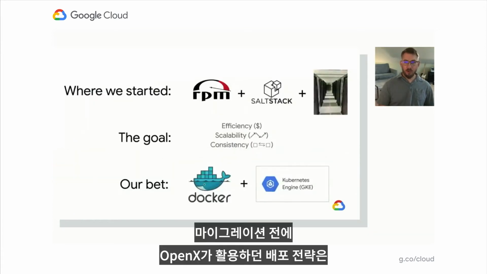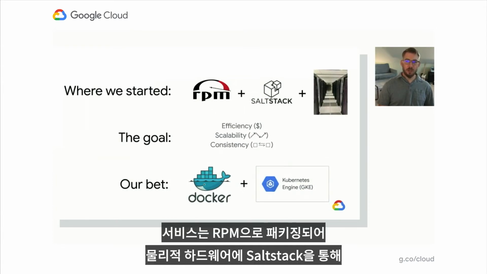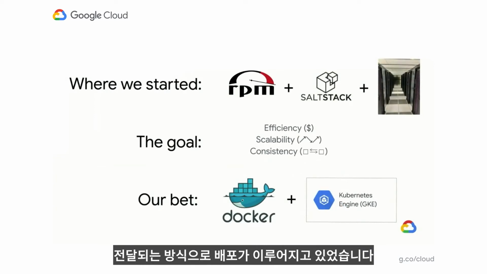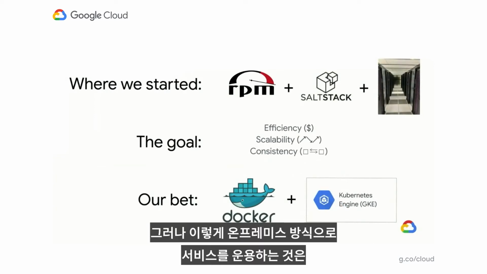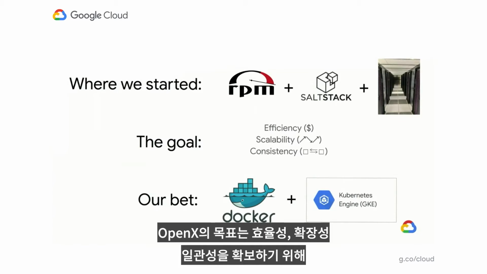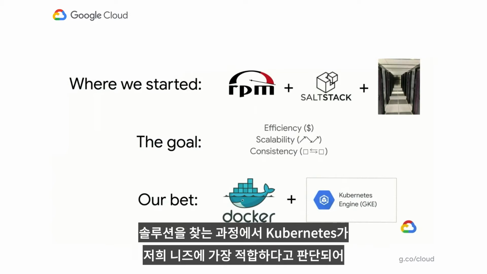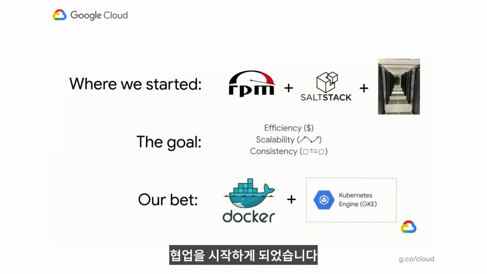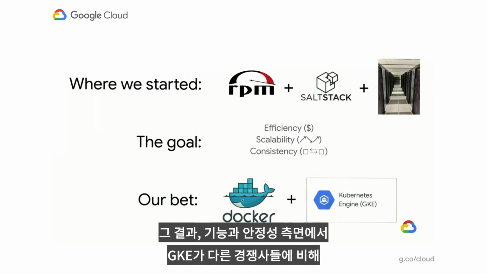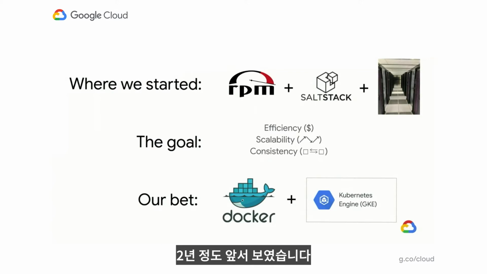Prior to migration, we had a pretty traditional deployment strategy. Services were packaged as RPMs, and they were deployed via salt stack on physical hardware. But we felt that being on-prem was limiting our efficiency. So when we moved to the cloud, our goal was to modernize for the purposes of gaining efficiency, scalability, and consistency. And we felt that Kubernetes was the right answer for that, but we also knew we didn't want to be running Kubernetes ourselves. So when we evaluated the different offerings from the competitors, it seemed like GKE was probably about 2 years ahead of everybody else, both in terms of features and stability.